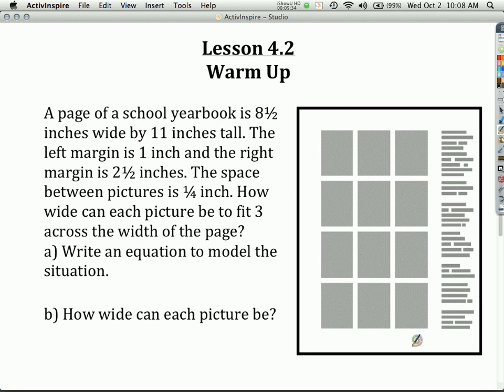So the idea is to determine whether you got it right or wrong. And if you got it wrong, write down the correct answers. Try to learn from your mistakes.